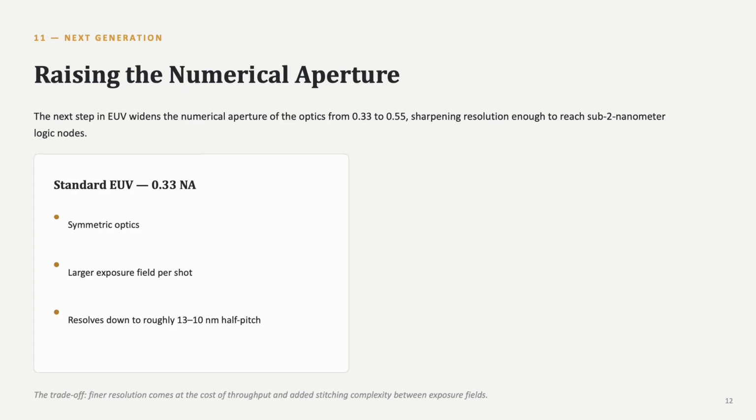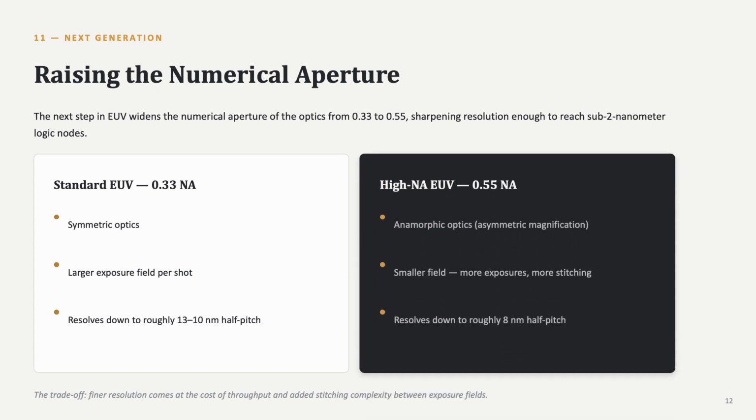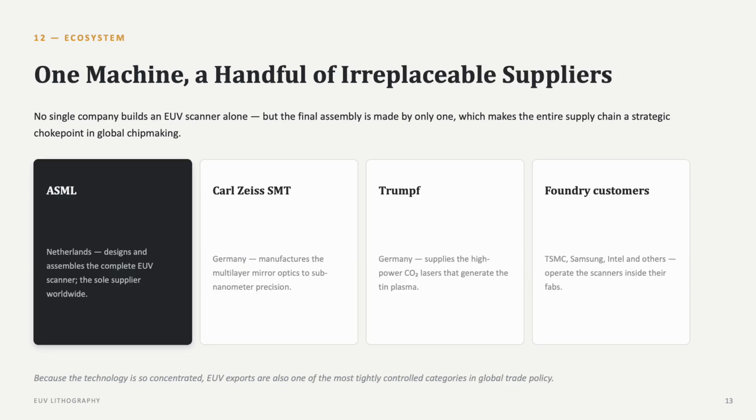The next step in EUV widens the numerical aperture, from 0.33 to 0.55, sharpening resolution enough to reach sub-nanometer level logic nodes. However, high NA EUV comes with the challenges of asymmetric magnification and smaller field, thus more exposure or more stitching. The trade-off of finer resolution comes at the cost of throughput and added stitching complexity between exposure fields.